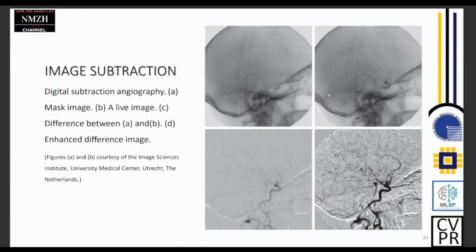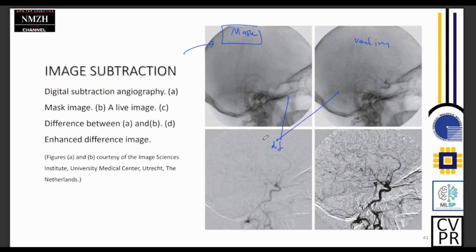So one more thing is the image subtraction of angiography. I think A is the mask. The mask happens to be the reference image. So this one is the real image, and this one is the difference between this and this.